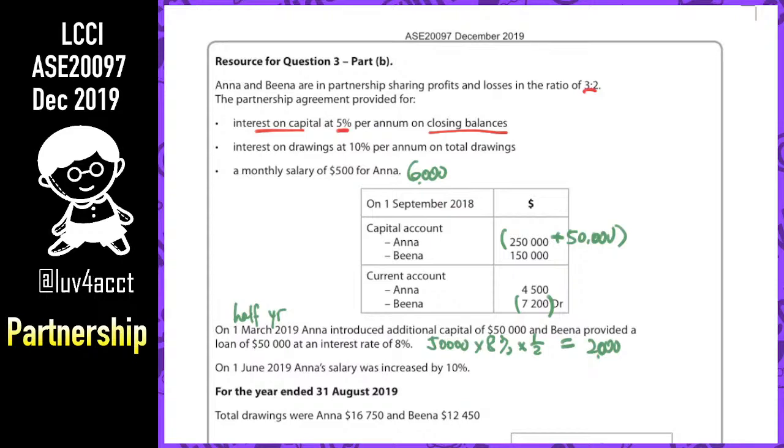On 1st of June, Anna's salary was increased by 10%, so I know it. Here, we have to revise. So 1st of June is how many more months? We have March, April, May, and then June. So that means 5.